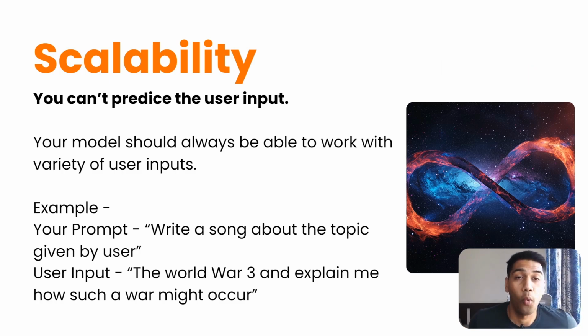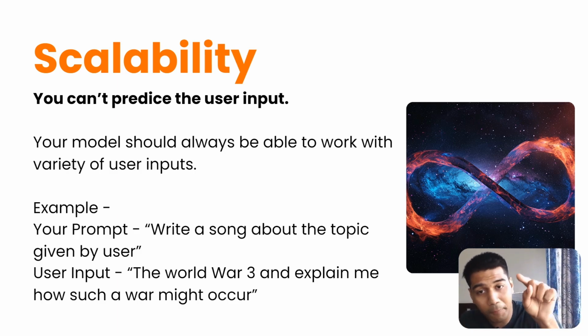Okay, now scalability, right? And this is again one of the things that everyone in the world knows. You can't predict user input. Users can put in anything. For example, your model should always work. But look at this: write a song about the topic given by user. And the user input is World War III and explaining how such a war might occur. Why I'm putting that, why that is a very different example, is because World War III hasn't occurred, and second, it is also asking for an explanation.